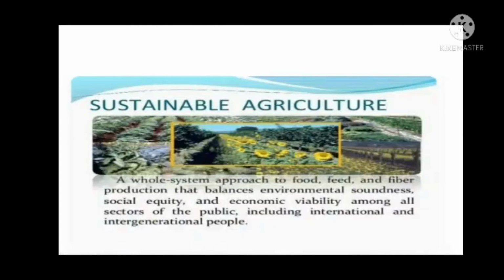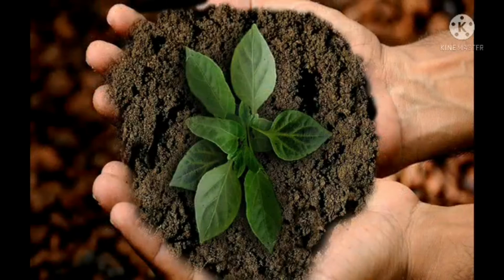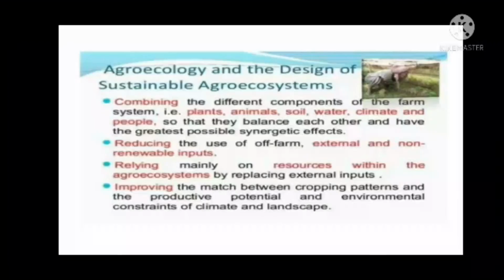Let's move on to sustainable agriculture, a whole system approach to food, feed, and fiber production that balances environmental soundness, social equity, and economic viability among all sectors of the public, including international and intergenerational people. So, sustainable agriculture means an integrated system of plant and animal production practices having a site-specific application that will, over the long term, satisfy human food and fiber needs.